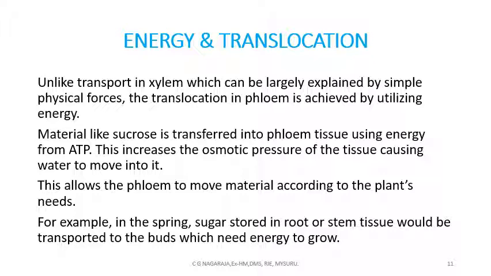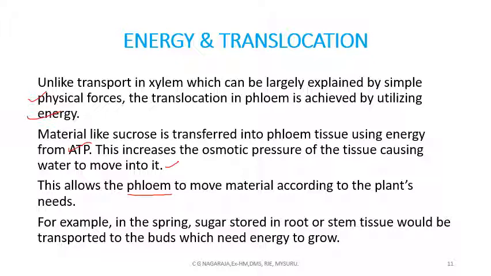Phloem has two types of cells, sieve tubes and companion cells. Unlike transport in xylem, which can be largely explained by simple physical processes like osmosis and diffusion, translocation takes place by means of energy. It utilizes energy. Materials like sucrose are transferred into phloem tissue using ATP molecules. This increases the osmotic pressure of the tissue, causing water to move. As the water moves, sucrose also moves in the phloem and comes to all parts of the plant.